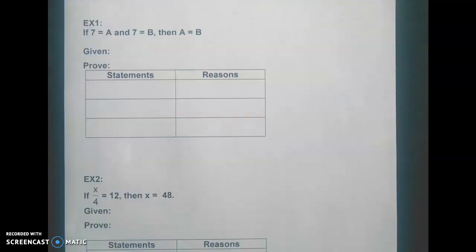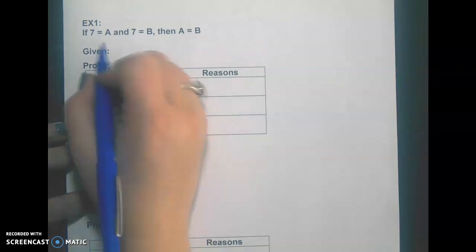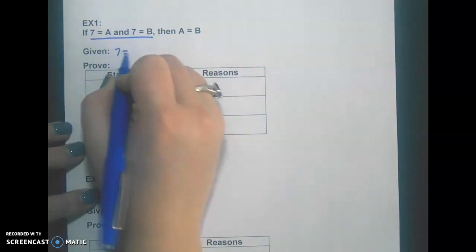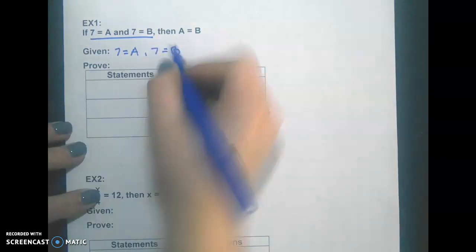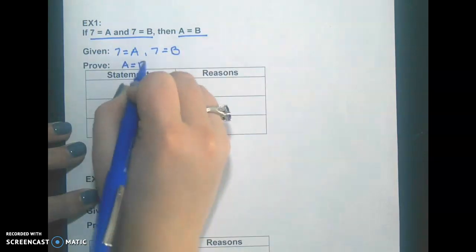Okay, so starting here with example number 1, remember, we have our given and what we're trying to prove, and we find those from our conditional statement. So I'm told here, if 7 is equal to A and 7 is equal to B, then A is equal to B. So remember, my given is what comes after the if. So given 7 is equal to A and 7 is equal to B, then what I'm trying to prove is A is equal to B.